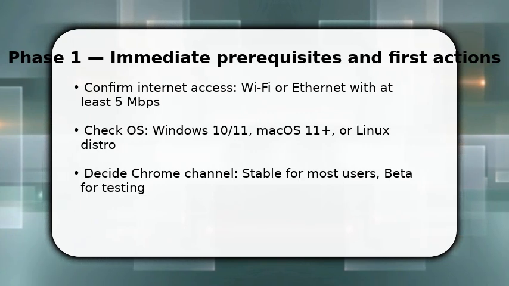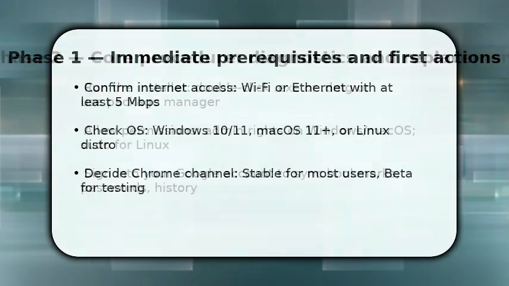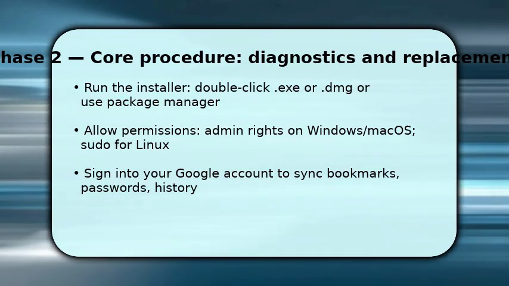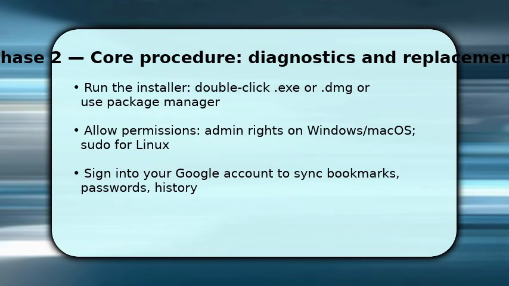Run the installer you downloaded. On Windows, double-click the exe. On Mac OS, open the DMG, and on Linux, use the distribution package or a .rpm. Grant the installer permissions when prompted. Administrative rights let it place files and set defaults.